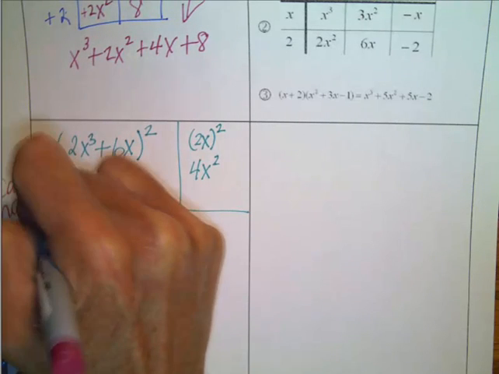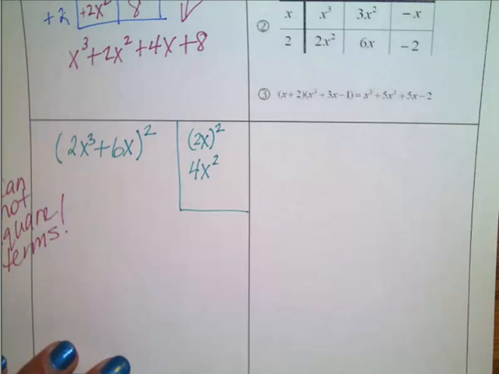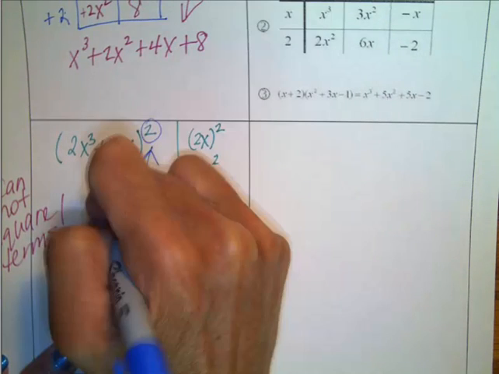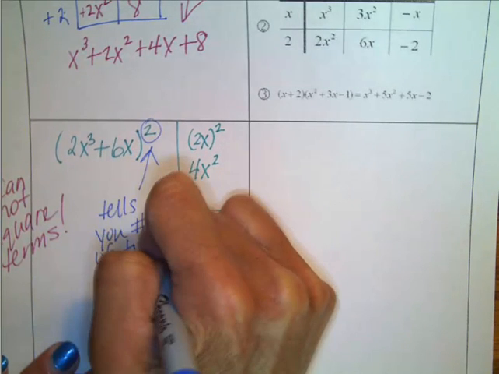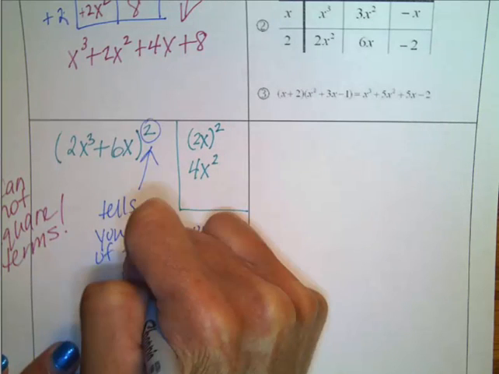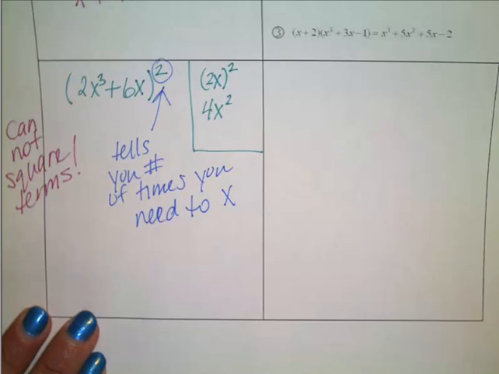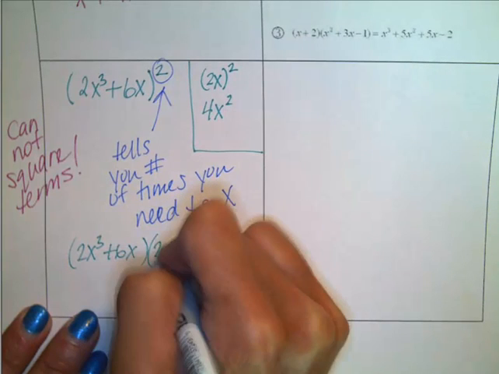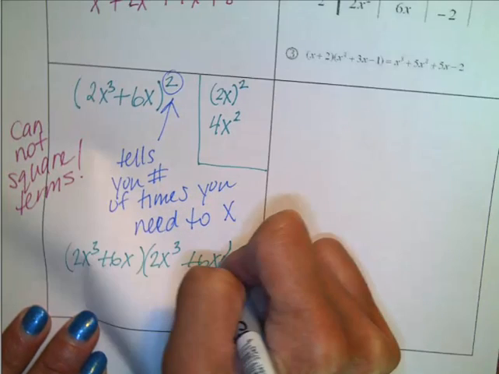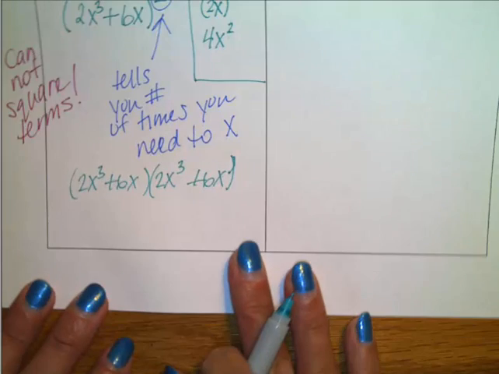Or the terms. I have to write it twice. Why twice? Because the power is 2. This tells you the number of times you need to multiply. So we're going to take 2x to the third plus 6x and multiply it by 2x to the third plus 6x. It does not matter if you use the box or the double distribute, okay?